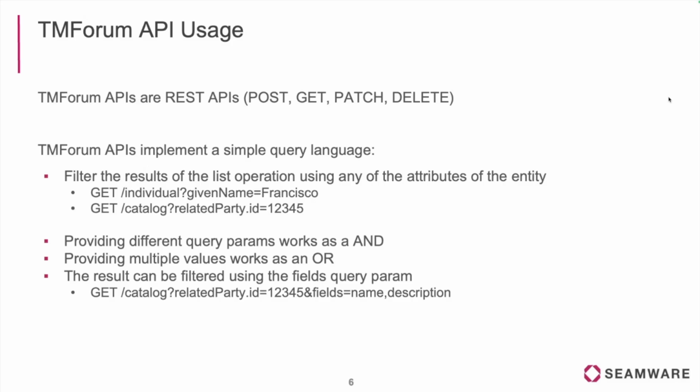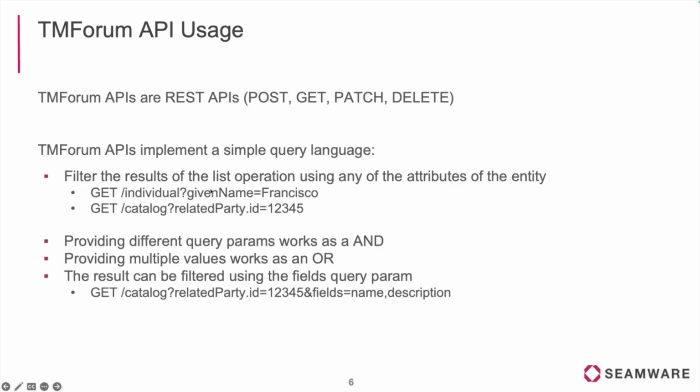Well, as I mentioned before, the TM Forum APIs are REST APIs, so they are managed through the typical HTTP methods. You will use a POST to create entities, a GET to query entities, a PATCH to modify entities, and a DELETE to remove entities. When you are working with GET and you are making queries, the TM Forum API defines a simple query language that can be used in order to filter the results. This is quite simple. The only thing you need to do is to use the actual attribute and then the values that you want, as you can see here.